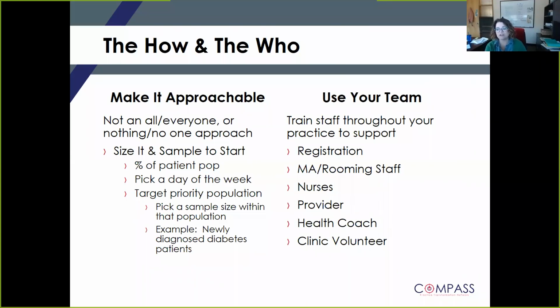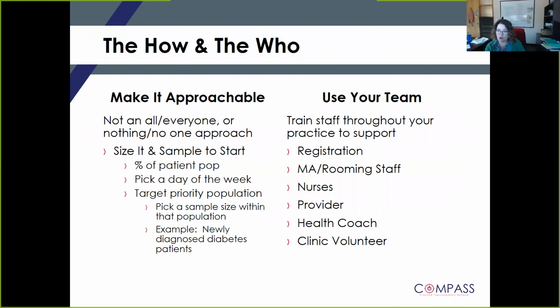You could go through and talk about a couple of different things that are there. It could be your MA or your rooming staff that initiates the health literacy assessment, and that way they have the assessment results before the provider goes in to see them. Then the provider is able to use that in their dialogue with that patient, and also follow up with any of those different cares afterwards.